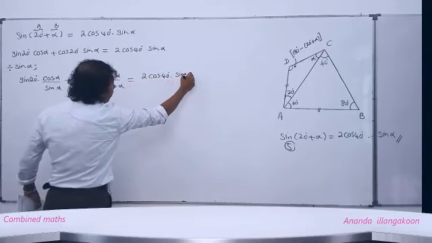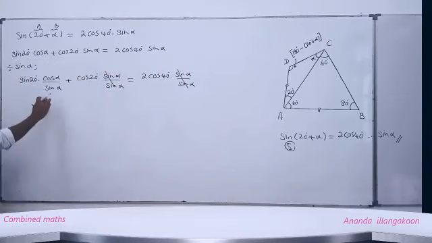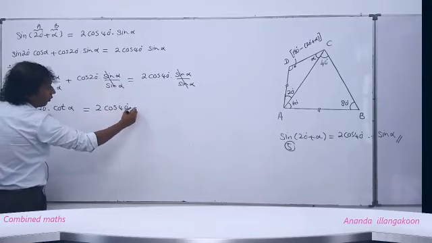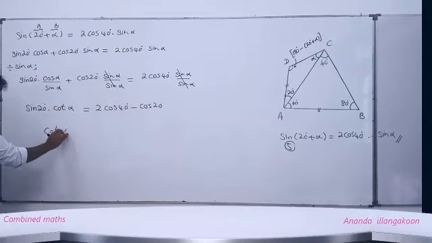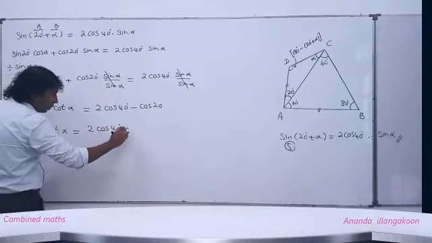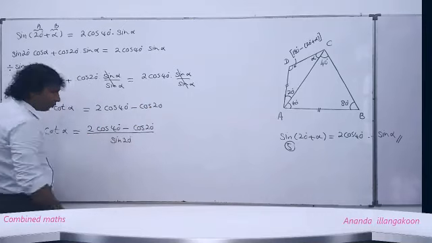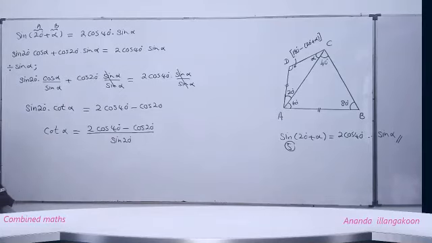2 cos 40 sine alpha divided by sine alpha. In this, we can cancel down. Here, cos alpha by sine alpha, cot alpha. Sine 20 times cot alpha. People now take this to right hand side. Then over there on the right hand side, we have 2 cos 40 minus cos 20. Then people subject cot alpha, dividing the right hand side by sine 20. That one we got: 2 cos 40 minus cos 20 divided by sine 20.